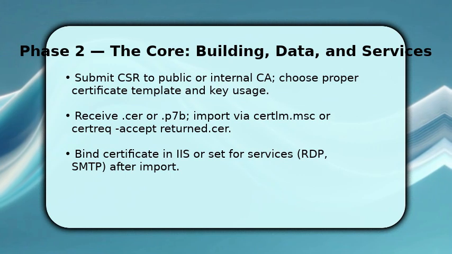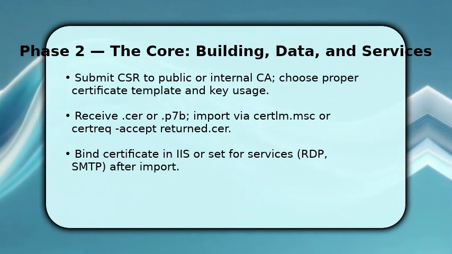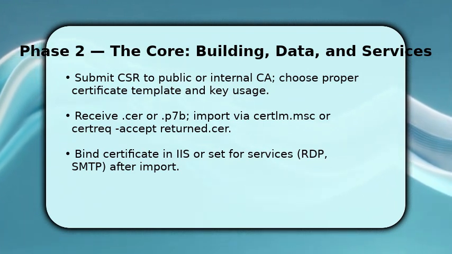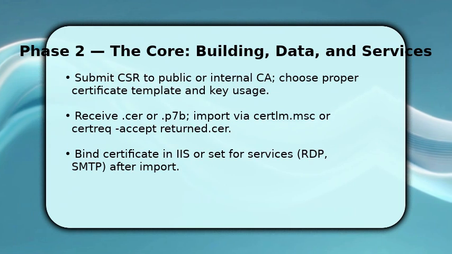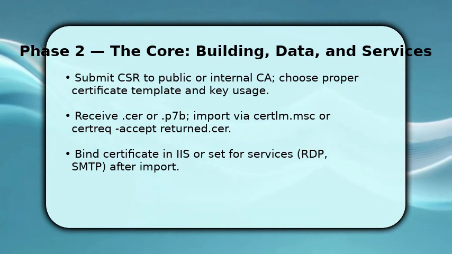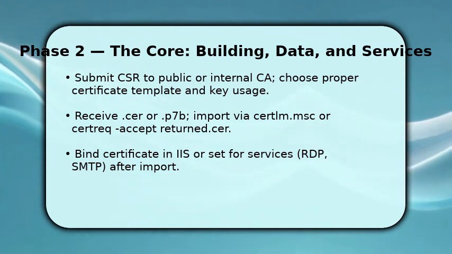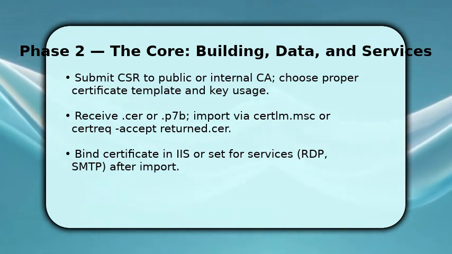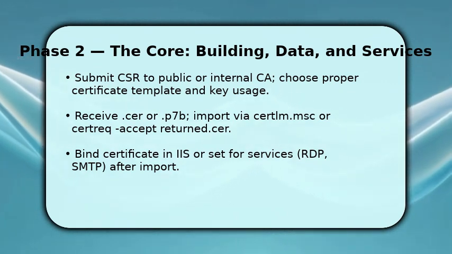When the CA returns a CER or P7B, import it into the local machine personal store using certlm.msc or run certreq -accept returned.cer, which matches it to your private key. Once installed, bind the certificate in IIS or configure RDP and other services to use the new thumbprint. This activates secure TLS for your server communications.